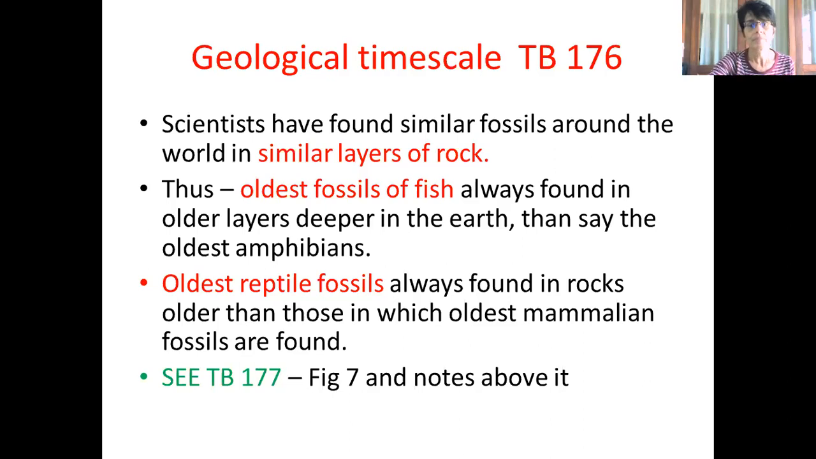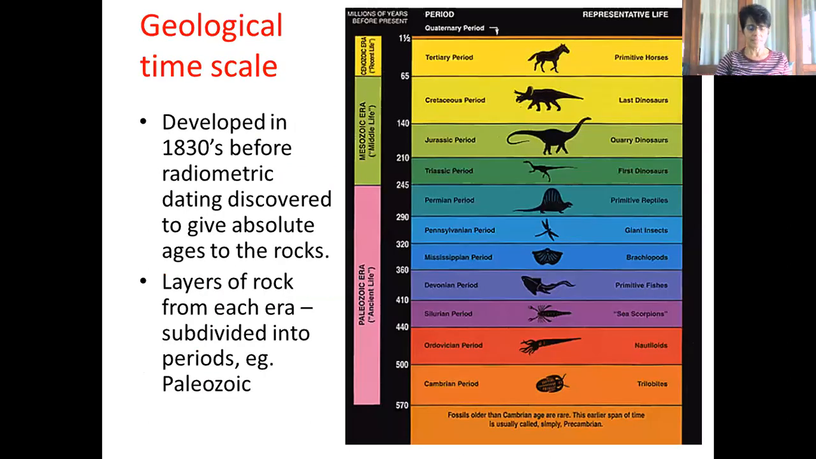All right, so this is the same kind of diagram that's on page 177. This kind of diagram was developed in the 1830s. They used to look at layers of rock and the fossils, then compare different layers in different regions and try to figure out how long ago the organisms lived.